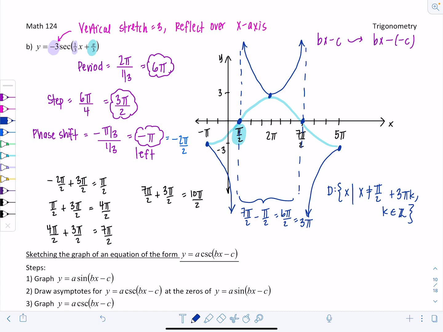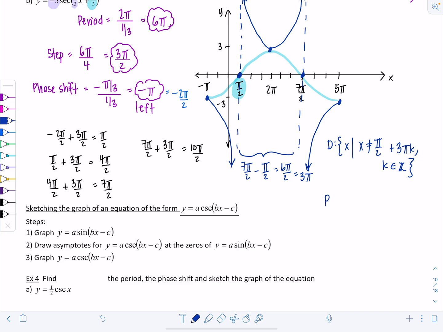And then the range is going to go from negative infinity to negative 3. Include it. It's a solid point on the graph. Union 3 to infinity. All right, good job. We've got one more. It's cosecant. It's no big deal because you basically did the same thing that we did for secant. It's just you start off with sine instead, you know?